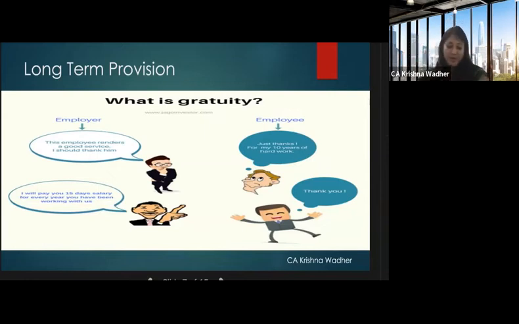Creating a provision, why? Because the company doesn't have to pay it right now. The gratuity is paid when the employee leaves the company. If on the 9th year the employee leaves and the company has not accounted for this provision, it will be a trouble to find that money. So we have to create these provisions on a regular basis, so that even on the 9th year we are ready with the amount. That's why it is called provision.